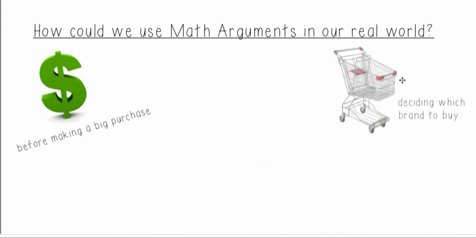Another time you might use it is if you're at a store and you're deciding what brand to buy. Let's say I'm walking down the aisle and I see 3 different types of peanut butter. Sometimes it makes sense to buy the one that is the cheapest. Sometimes you want a different size or need a different amount. So you'll have to calculate based on a mathematical argument to see which is the smartest purchase.